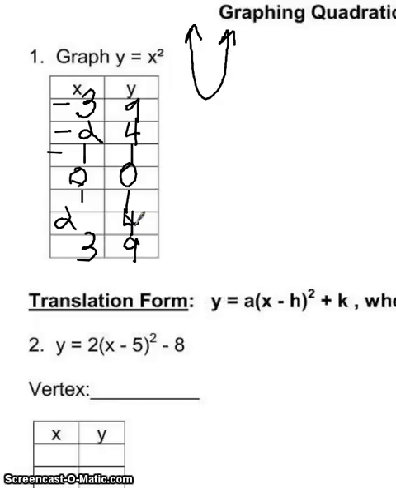Okay, we're going to be working with the quadratic function. So first what I want to talk about is going to be the translation form. And if you look, you should see an equation that says y equals a(x minus h) squared plus k. Your h and your k are going to be your vertex.